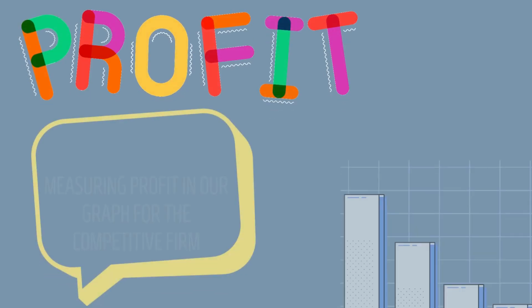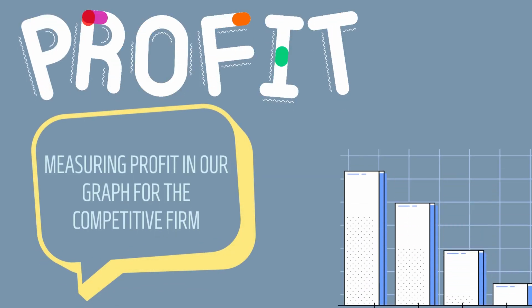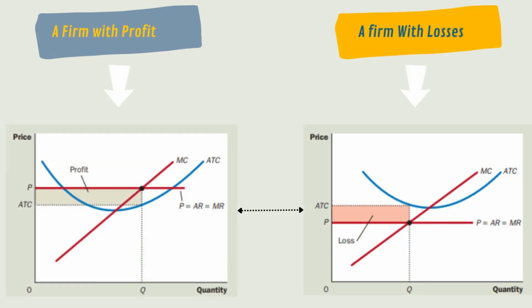Measuring profit in our graph for the competitive firm. As we analyze exit and entry, it is useful to be able to analyze the firm's profit in more detail. Recall that profit equals total revenue minus total cost. Profit equals TR minus TC.